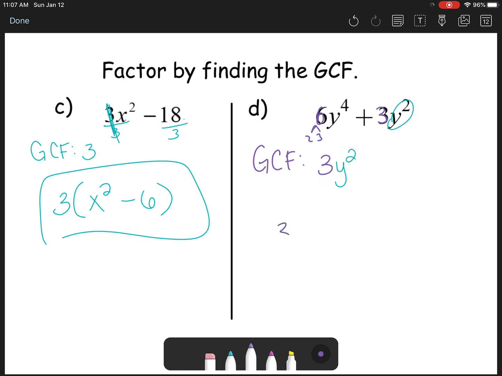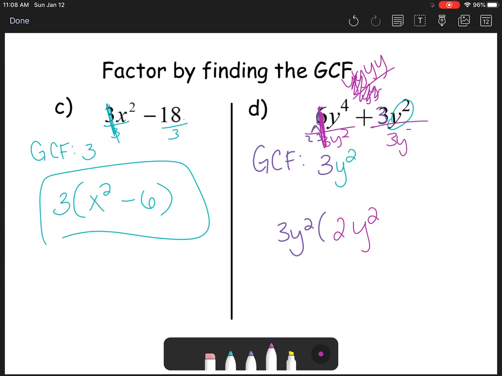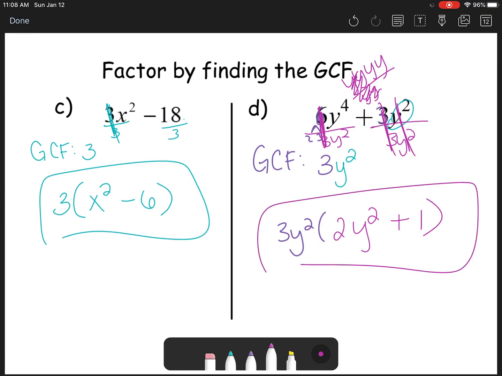So if my greatest common factor is 3y squared, I would have 6 times y to the 4th divided by 3y squared would leave me with 2, because 6 divided by 3 is just 2. Y to the 4th, take away y to the 2nd, or divide by y to the 2nd, would leave me with y to the 2nd, right? Because essentially I had 4 y's, and I divided 2 of them out, so I just have 2 of them left. And then if I take 3y squared divided by 3y squared, well, those we're just dividing by itself, so we just have 1 left over. So 3y squared times the quantity of 2y squared plus 1 would be our answer.